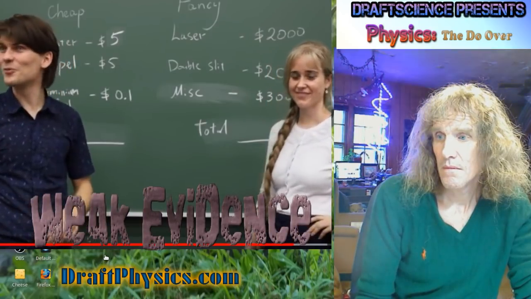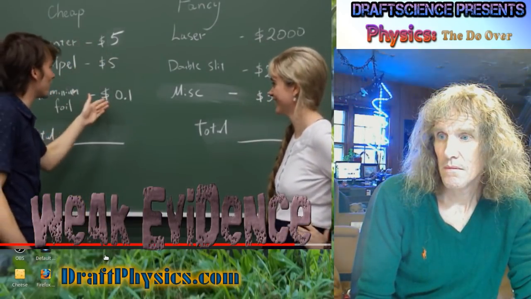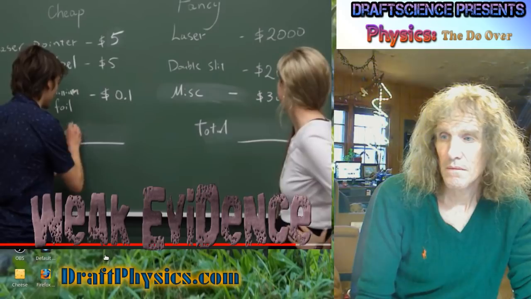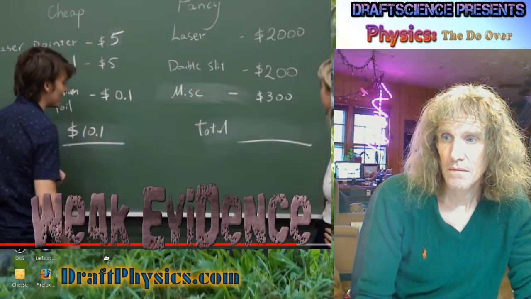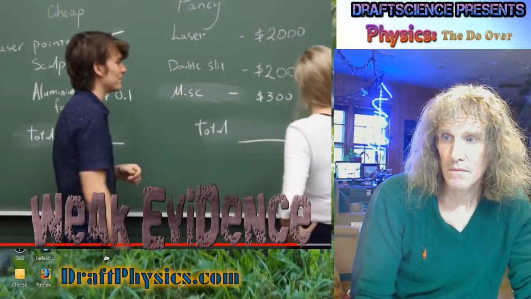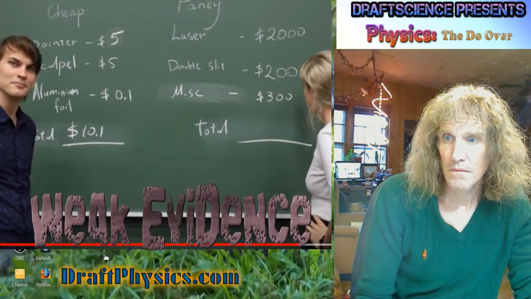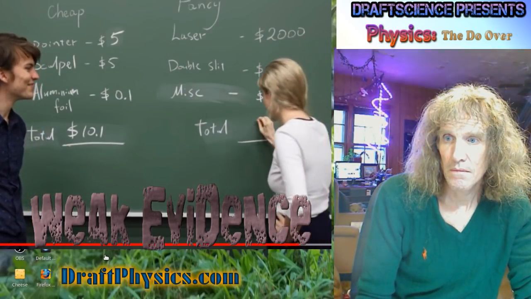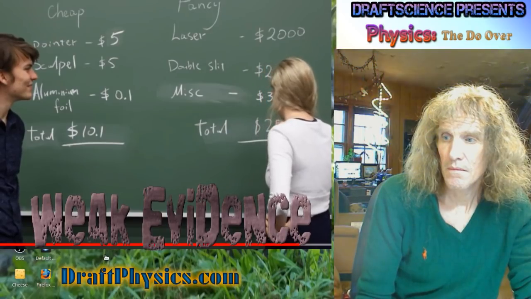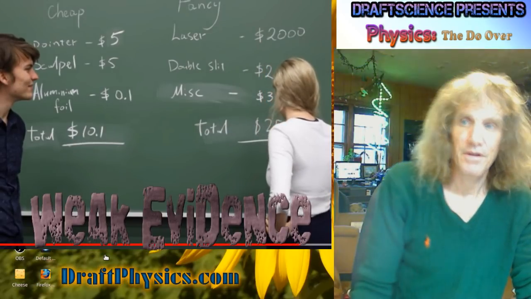So the total for the cheap experiment works out to be 5 plus 5 plus 10 cents. So it works out to be $10.10. The total for the fancy one is 2,000 plus 200 plus 300. That's 2,500. $200 for the double slit.